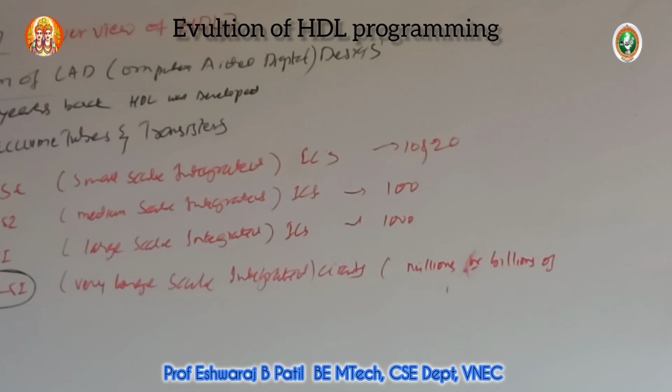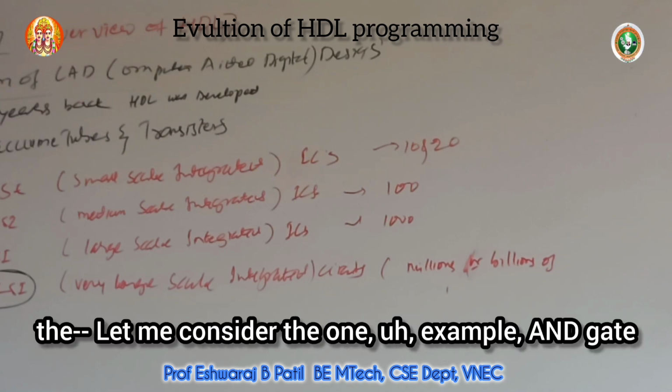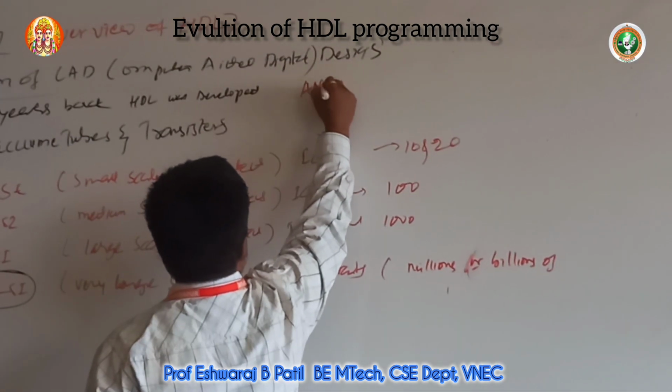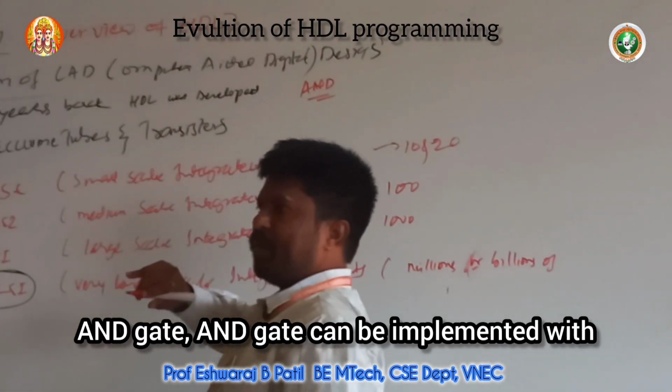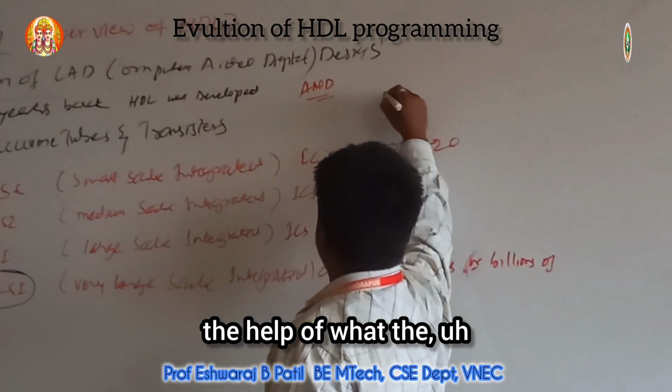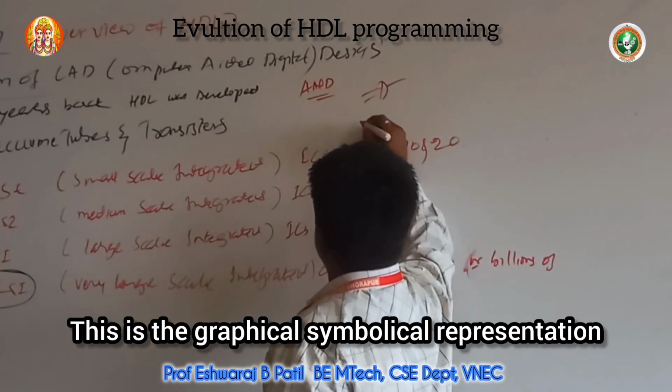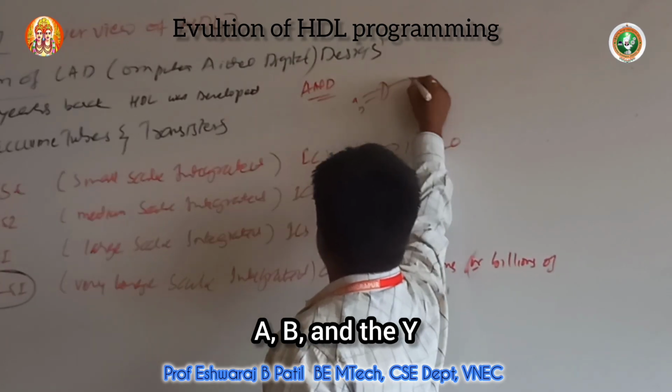Let me consider one example, the AND gate. The AND gate can be implemented with the help of hardware. This is the design. This is the graphical symbolic representation: A, B, and Y.